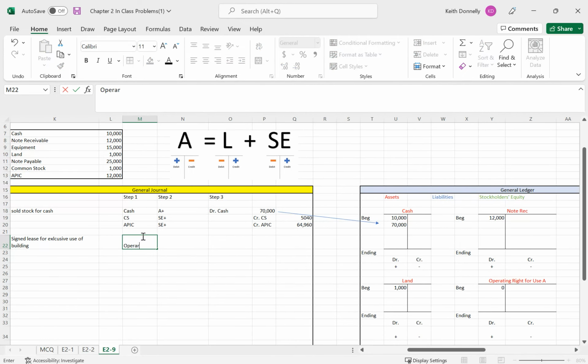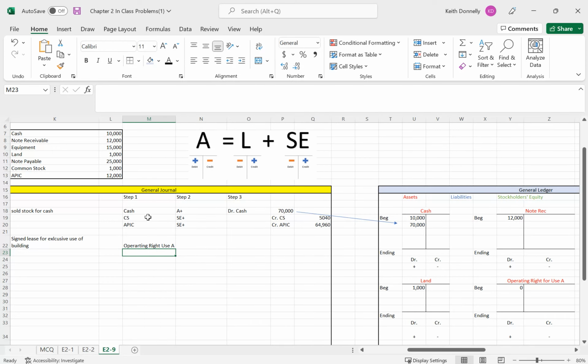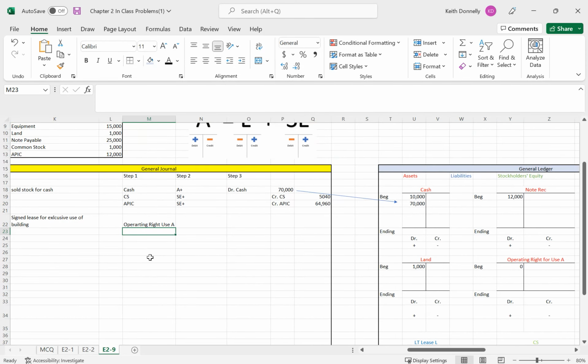It's going to be the operating right of use for the asset, for the building, and then this long-term lease liability. So what does this mean, operating right of use of the asset? In other words, you have the exclusive use of the building for the next 5 years. That's an asset, something you own. So it's an asset that's increased. You have a long-term lease liability that's increased.